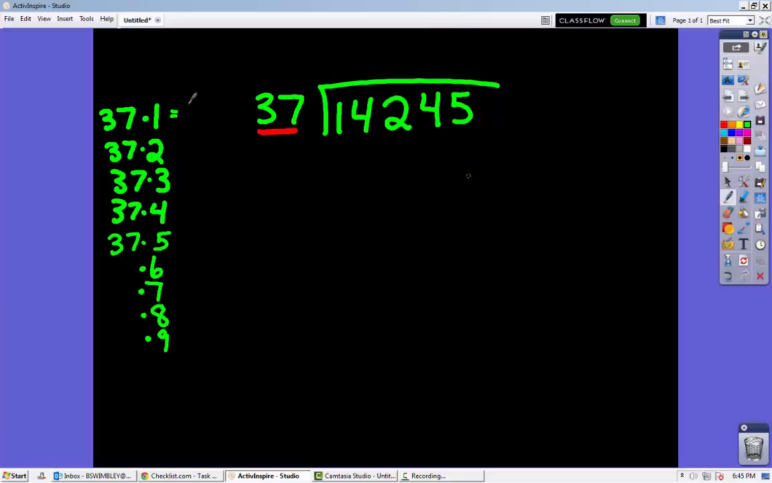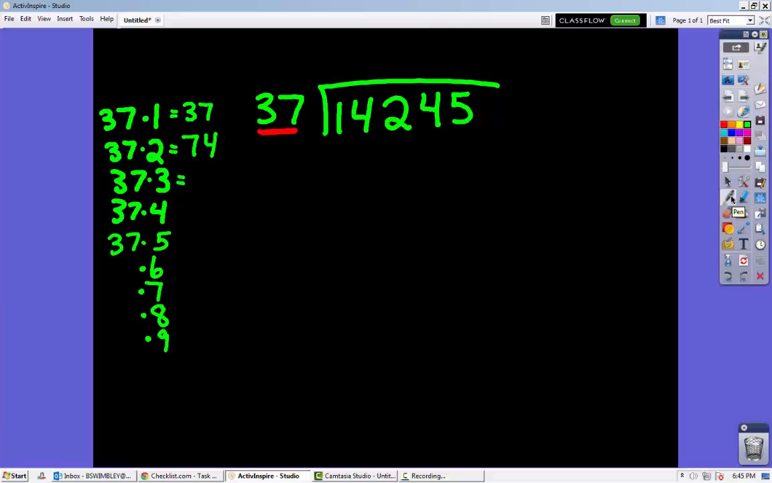So my first one is 37 times 1. Well, that is easy. That's 37. My next one is 37 times 2. So I'm going to, off to the side, just do 37 times 2. 2 times 7, that's a 14. Carry that, and I get 2 times 3 is a 6, plus that 1, that's 7. So 74.